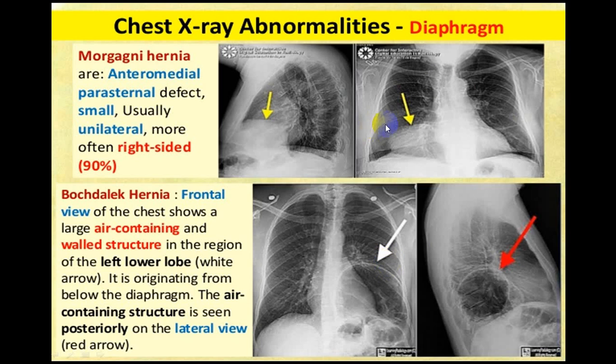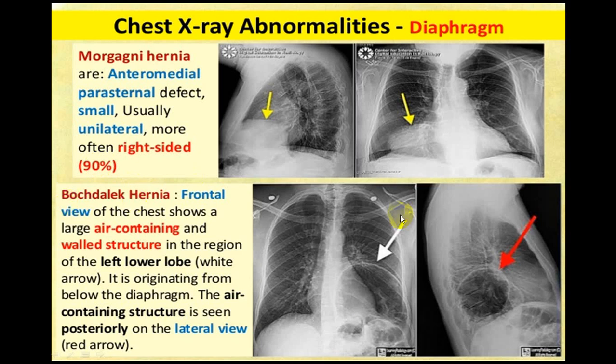Now some of the X-rays. Now this is called Morgagni hernia. So you will have a radio opacity seen here, and this will be on the right side, usually unilateral, and it is more often on the right side, 90% of the time.